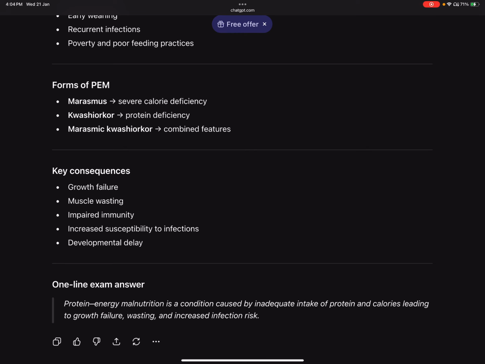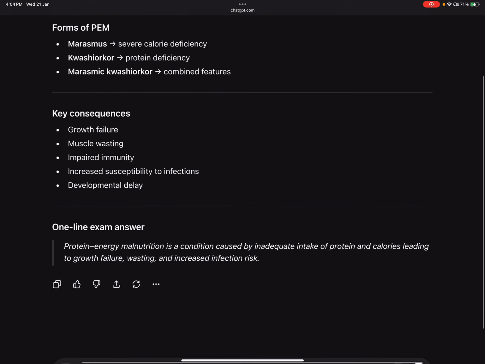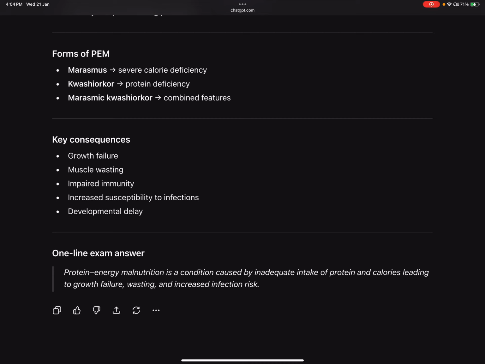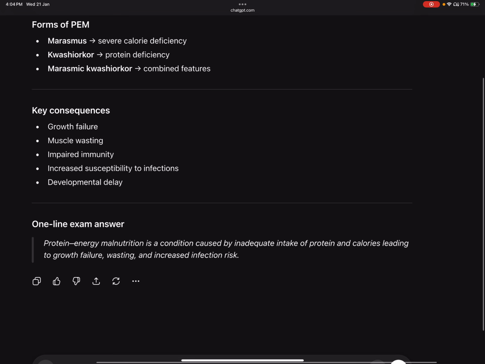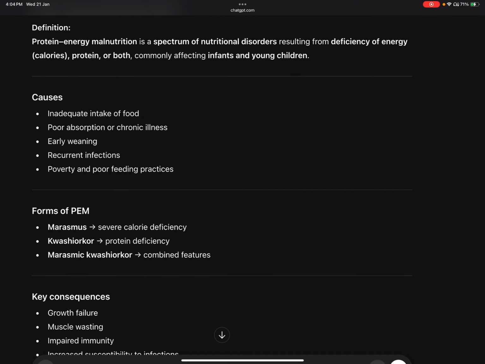or you're not even getting adequate amounts of food. So yeah, the key consequences are growth failure, muscle wasting, impaired immunity, increased susceptibility to infections, and when infections increase, this will be triggered again, so that's a positive feedback loop, and developmental delay. So one line exam answer would be: protein energy malnutrition is a nutritional disorder caused by inadequate intake of protein and calories leading to growth failure, wasting and increased infection risk.